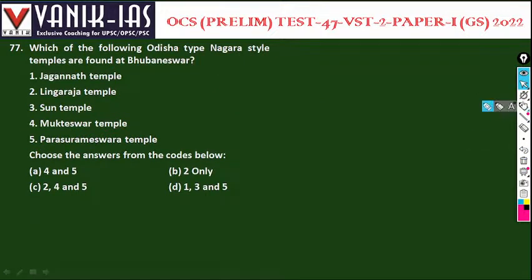Which of the following is Odisha type Nagar style? Yes, Odisha type Nagar style temples are found in Odisha. Okay. Lingaraj temple, Nagar style temple. Odisha type Nagar style. Mukteswar temple and Parsurameswar temple. These are Nagar style temples. 2, 3, 2, 4, 5 is also Nagar style.